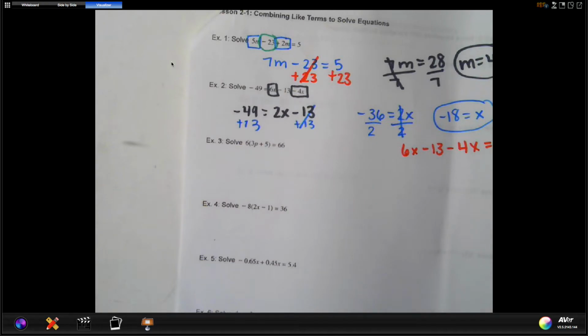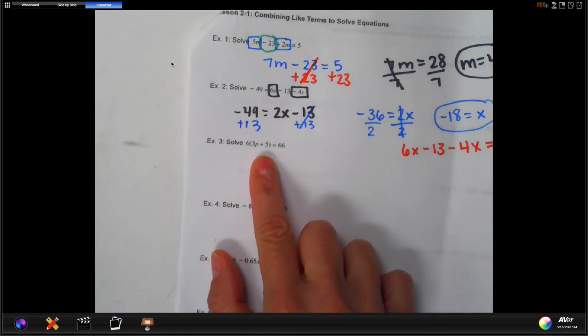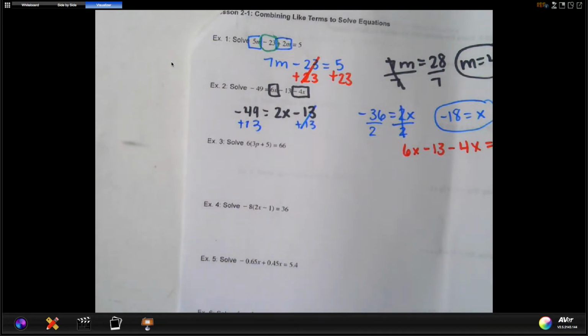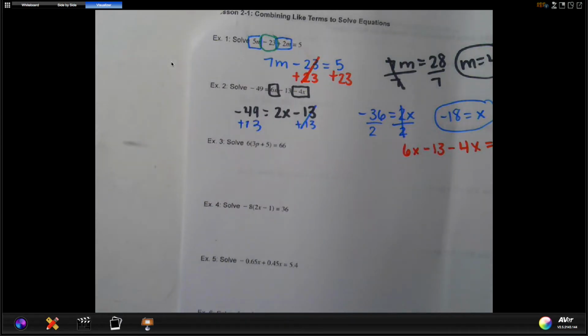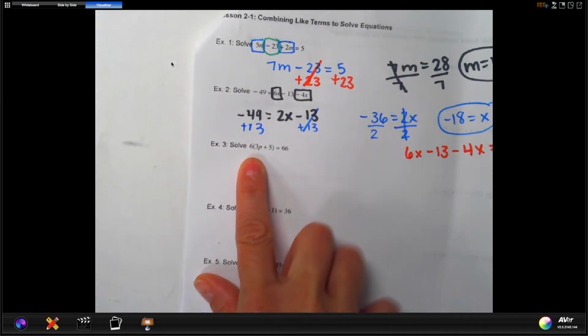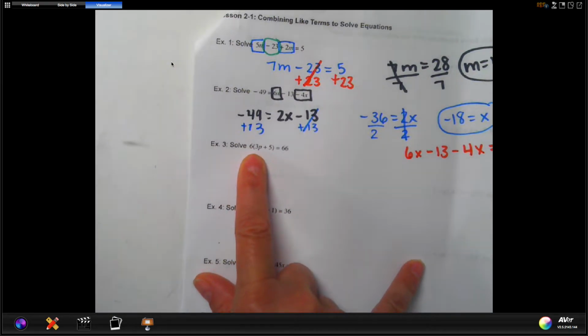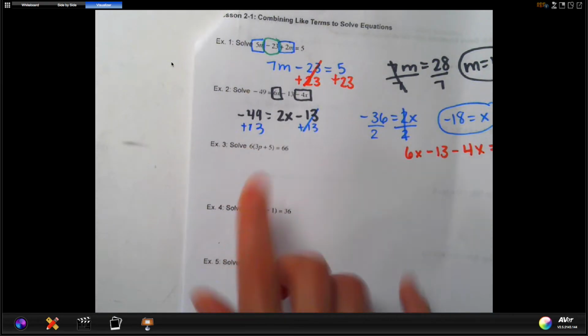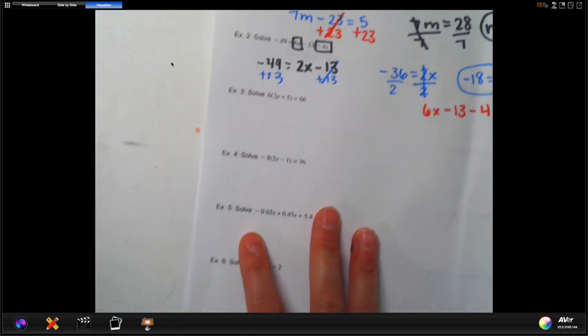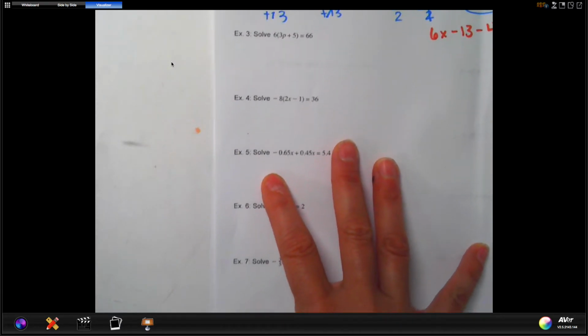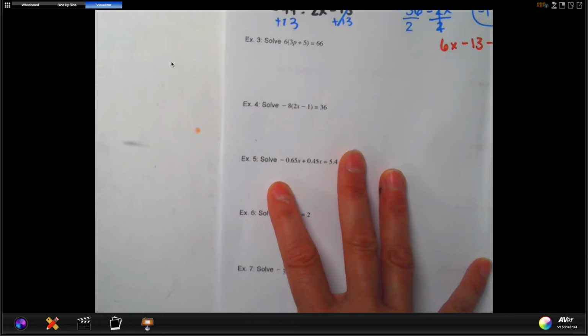So in previous math classes, hopefully you've learned that a parenthesis in there means you have to distribute. And what I mean by distribute is you have to multiply whatever number is on the outside of the parentheses by each individual term on the inside of the parentheses first. Okay, I'm going to slide that up so you can see a little bit better, hopefully.